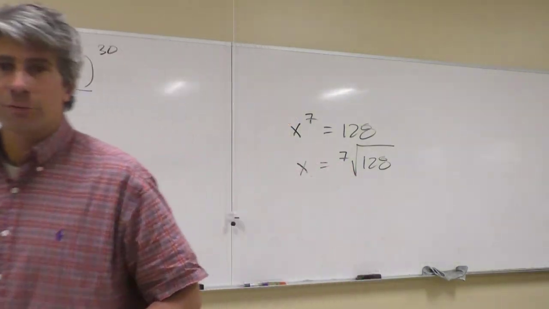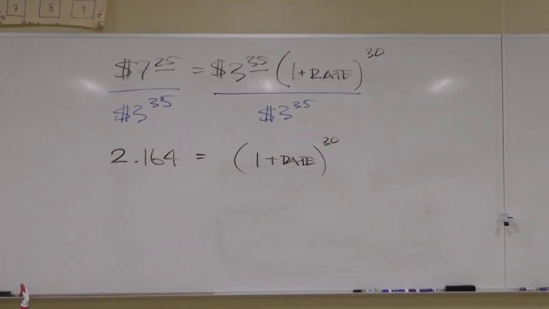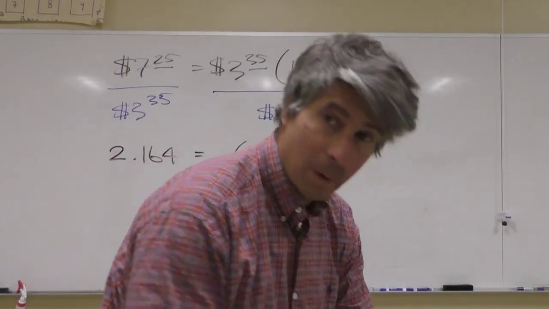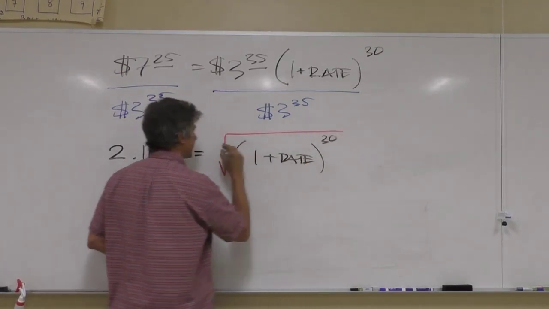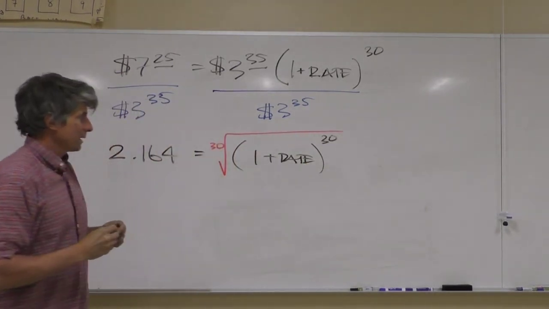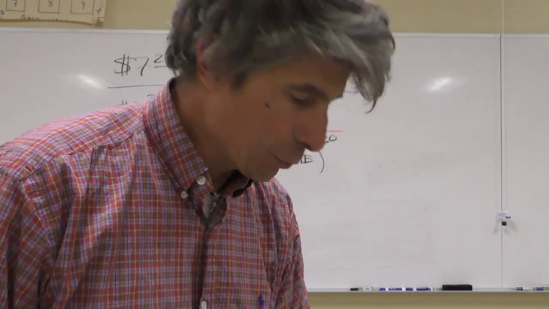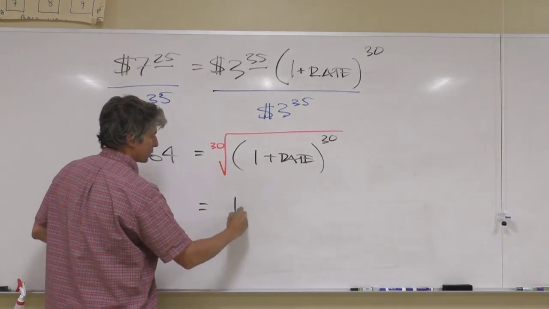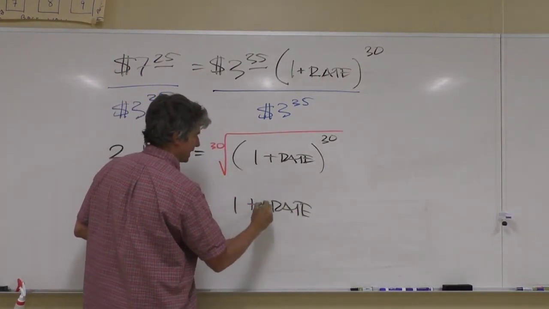How does that help us over here? Well, let's take a look. On this side, all I've got to do is take the 30th root of that whole thing. The 30th root will knock down the 30th power, and you're going to be left with just 1 plus the rate, which is fantastic.